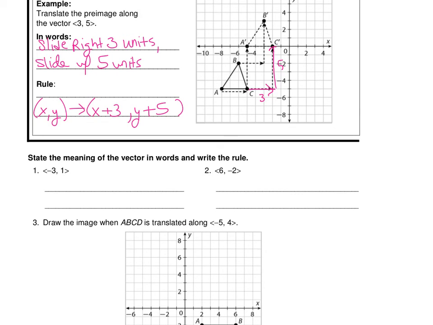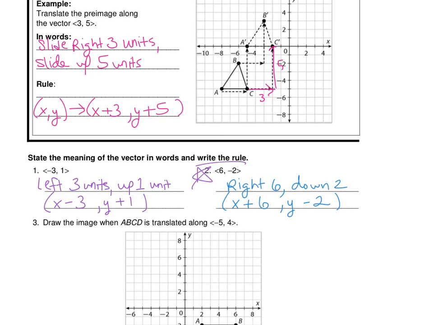On number 1, we just need to state the meaning of our vector. So if we see it written as <-3, 1>, we need to be able to tell what direction that is moving. So if it's a -3, that means we're going to the left 3 spaces. And if our y value is the 1, that means we need to move up 1. So that's the state the meaning of the vector in words, but now we need to write the rule. So remember, if we are starting out as our coordinate, left 3 means we're subtracting 3, up 1 means we are adding 1 to each of the y's. So now I want you to do number 2 on your screen. This is what you should have put for both of your answers.